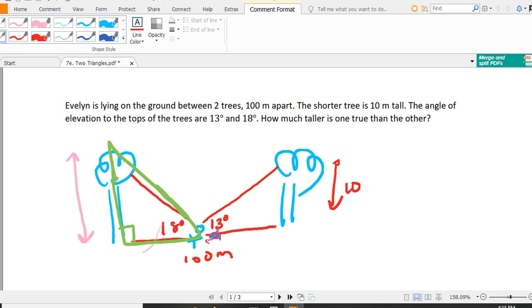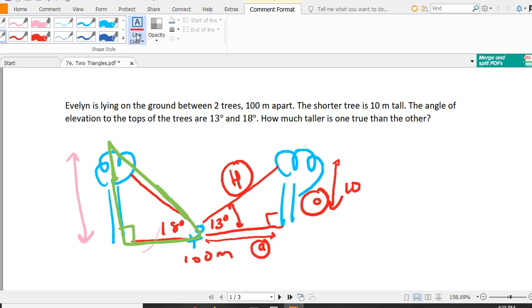this length, because if I can find that, I just need to take that away from 100, and that'll give me the length of that. Okay? So, let's look at the triangle on this side then. Well, there's 90 degrees, which means this is my hypotenuse. This is 13 degrees, which means this is my opposite. And whatever's left over must be my adjacent.